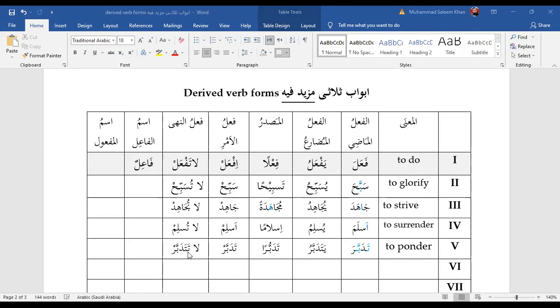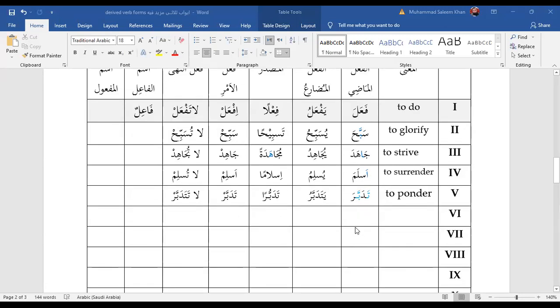Okay. Now, I gave you a line to memorize. Do you remember that line? How to memorize these 5 forms of the verb? Doing tasbih and mujahada are from the basics of Islam. Fa'ala, sabbaha, jahada, and aslama, right? Aslama.